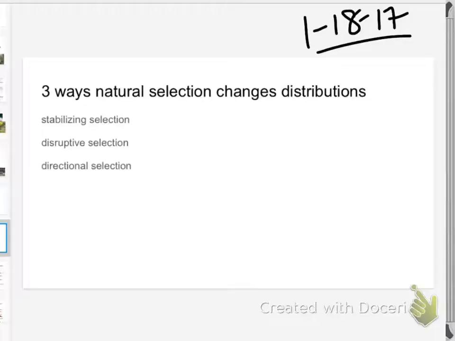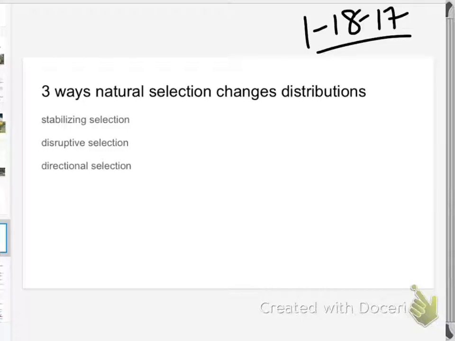I think you already saw this slide. And looking at what we talked about with Hank, we know that evolution is when you change a distribution. There are 3 different ways that natural selection, which is the mechanism of evolution, can do this. Okay, so that's the basic. We've got 3 ways that natural selection can change a distribution.